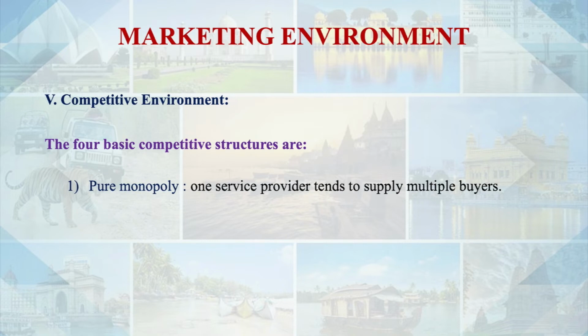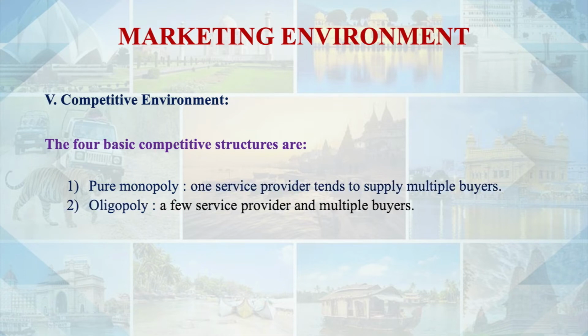A pure monopoly situation is usually found when only one service provider is there and there are several buyers to purchase the products sold by that service provider. In that case, the service provider has total freedom to sell whatever he wishes to sell. That is called the pure monopoly situation. Then comes the oligopoly situation, when there are a few service providers and multiple buyers, a number of buyers who are going to purchase the products prepared by these service providers.